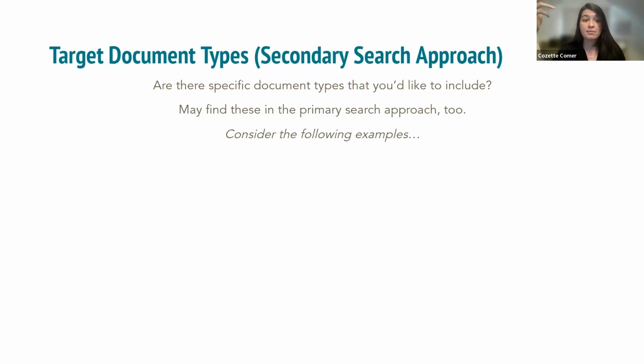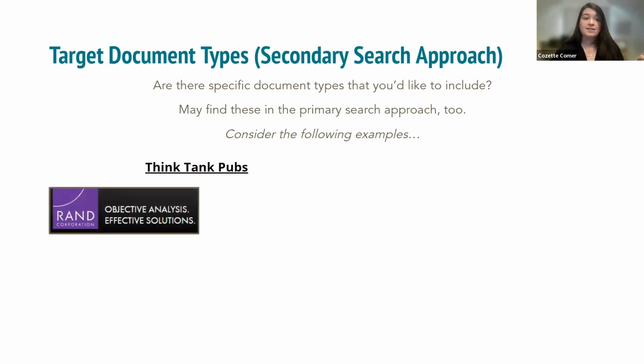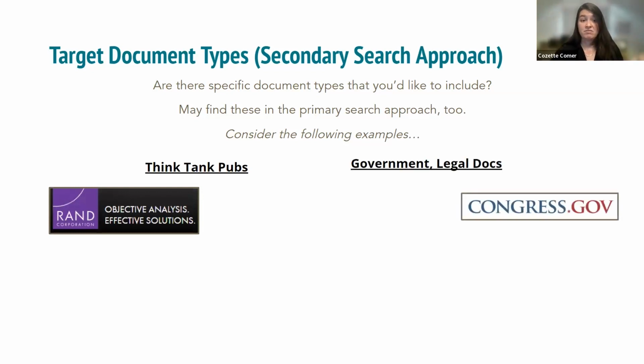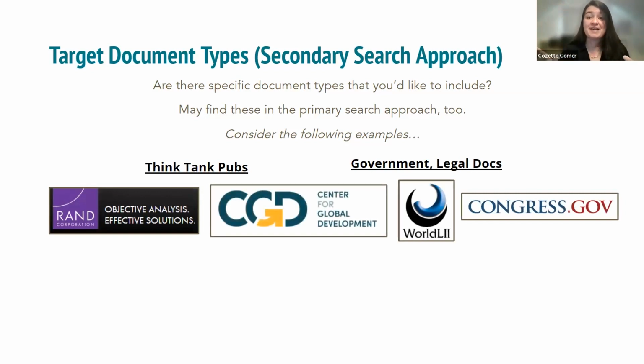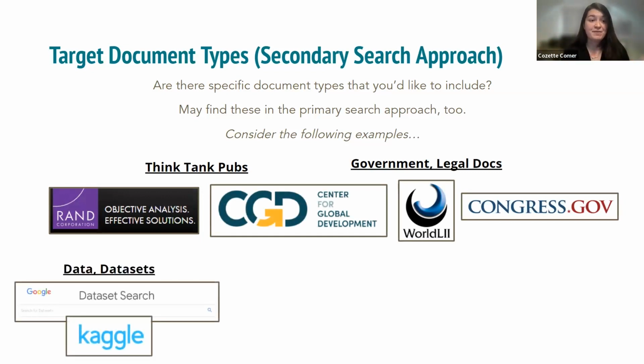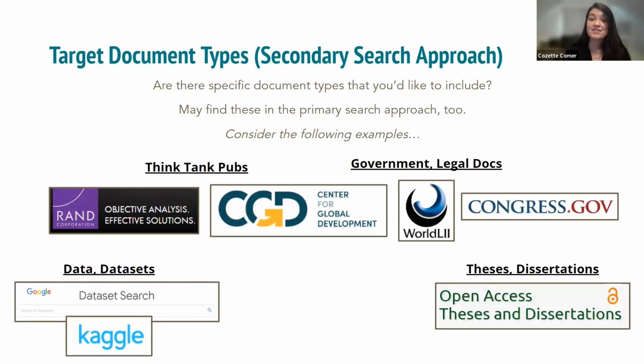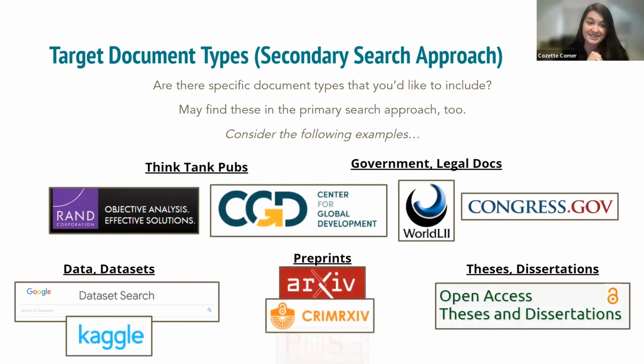So you might consider, for example, think tank publications. You might also consider government and legal documents. And sometimes these will occur in the same space. Sometimes these will be accessible via the same resource. There are other types of information like data and data sets. You might also consider theses or dissertations, and you might consider preprints. Now, these are not the exhaustive list or representation of everything out there by a high magnitude. There's a lot out there.